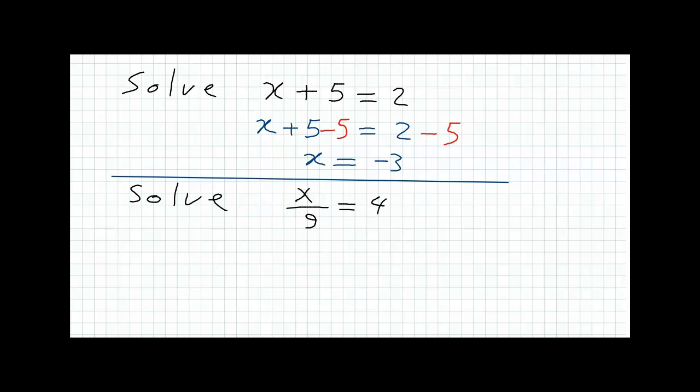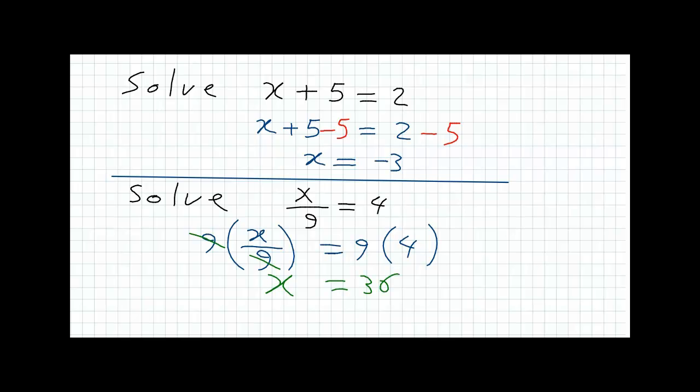Another example, x divided by 9 is equal to 4. We need here to undo the division, so x is divided by 9, we can multiply it by 9. We do the same thing with the other side. It is clear that we can simplify by cancelling 9 with 9. So x is equal to 9 times 4, which is 36.